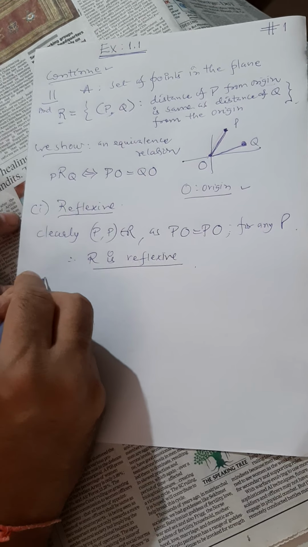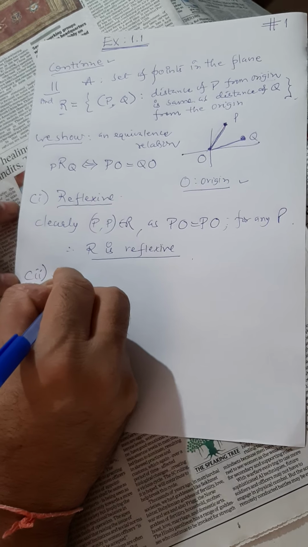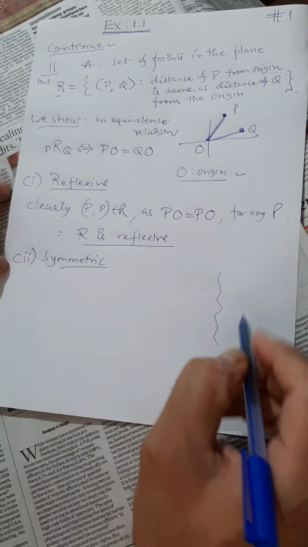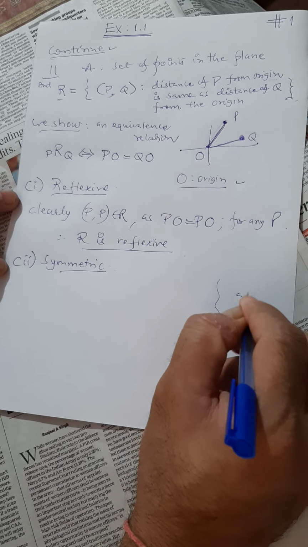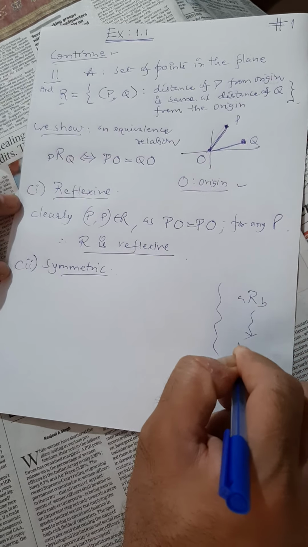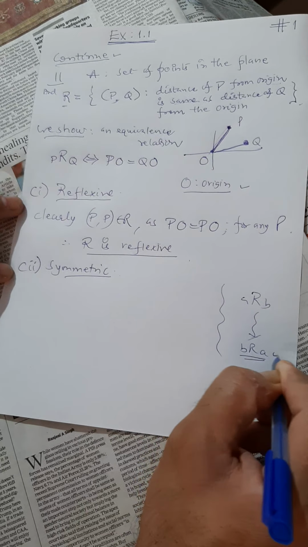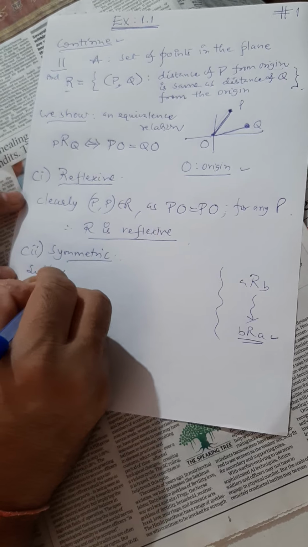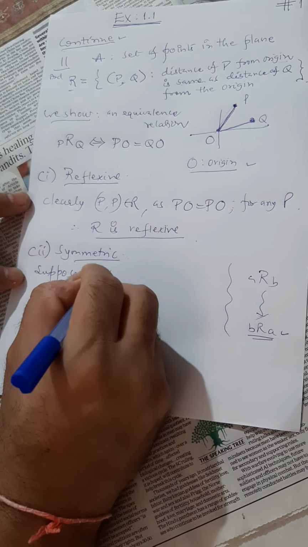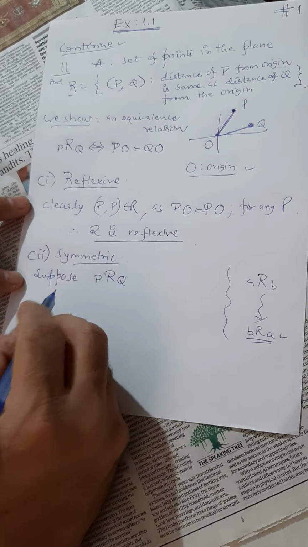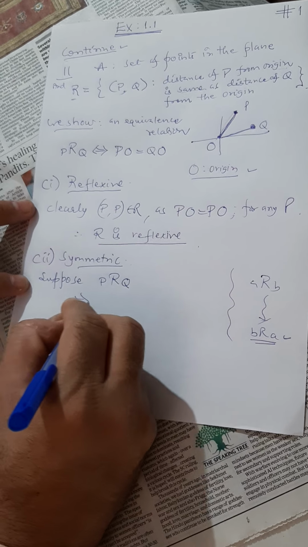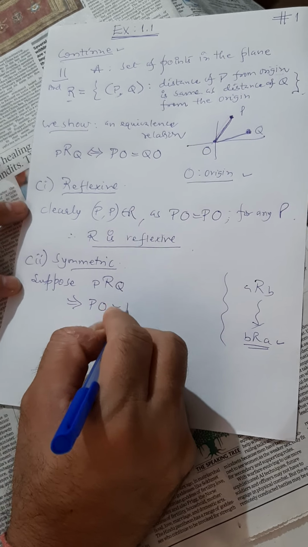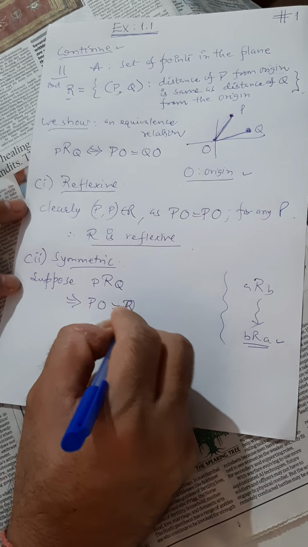Second, symmetric property. You know the meaning of symmetry. You start with A related to B and you show that B is related to A. This is the meaning of symmetric property. So I'll start with this. Suppose P is related to Q. It implies that the distance of P from origin is the same as the distance of Q from origin.